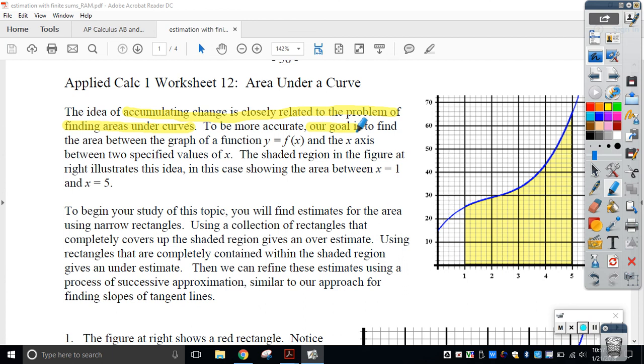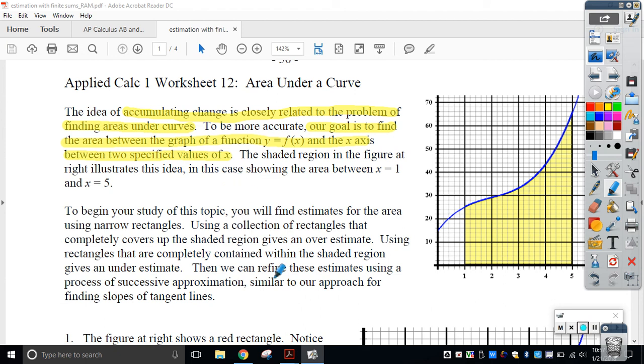Our goal is to find the area between the graph of a function and the x-axis between two specified values of x. So really, that is what integration is. Ultimately, you're just finding the area between a function, the x-axis, and two x values. So it really boils down to that one main idea.